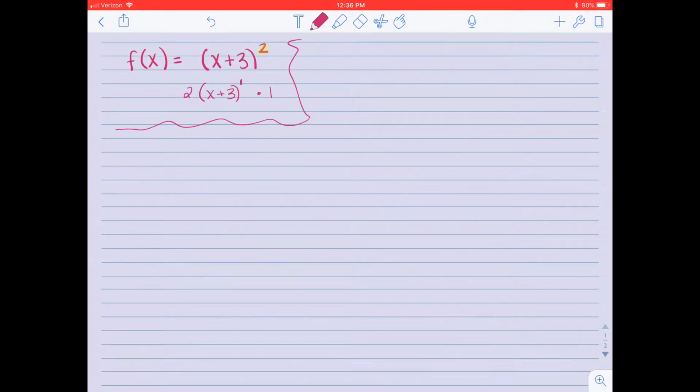Let's think about it differently. So we have this function f of x, and it's equal to (x plus 3) all squared. And let me call the inside u. So everything on the inside, I'm renaming it as u. So now my function f of x is actually equal to u squared. And I'm going to find the derivative u prime, which in this case is just 1. And I'm going to find the derivative f prime, which in this case is 2u.